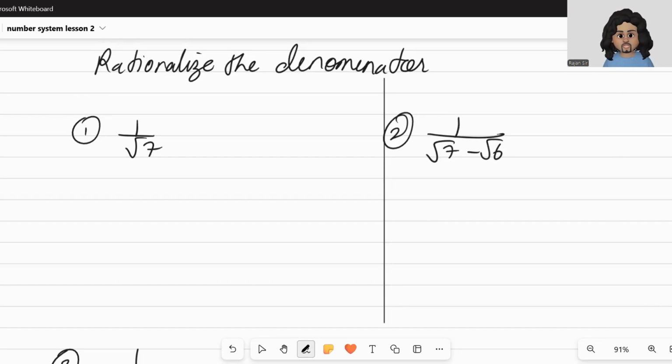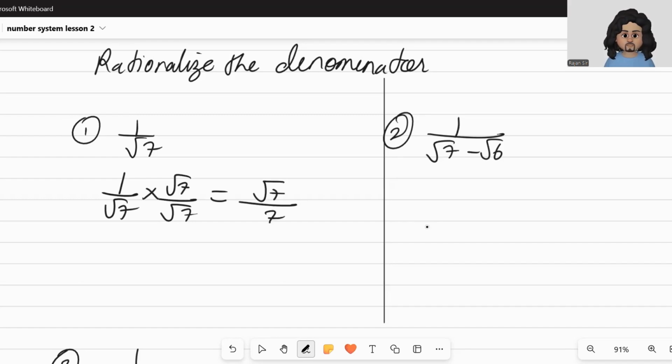So 1 upon root 7. So you multiply root 7 upon root 7. As you can see, 1 into root 7 is root 7, and root 7 into root 7 is 7. Now, your denominator is rationalized. It does not have any root number. Although your numerator has a root number, that was not the point of the operation. Okay, so this is done. You can leave it till this part. This is your answer. Root 7 by 7 is your answer.